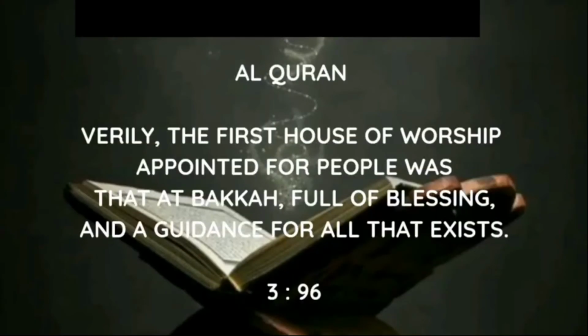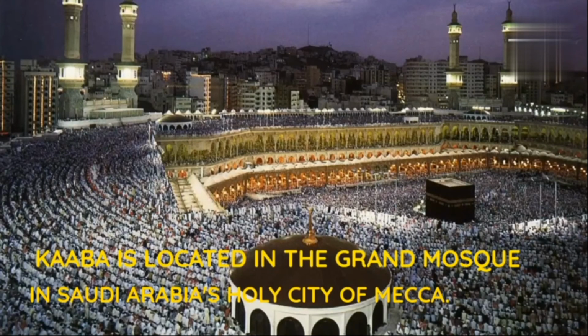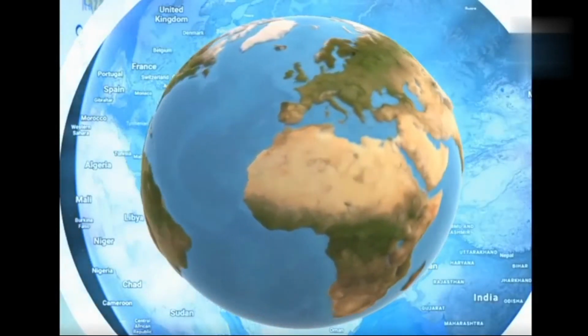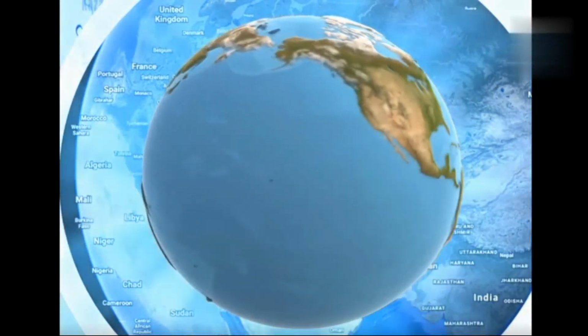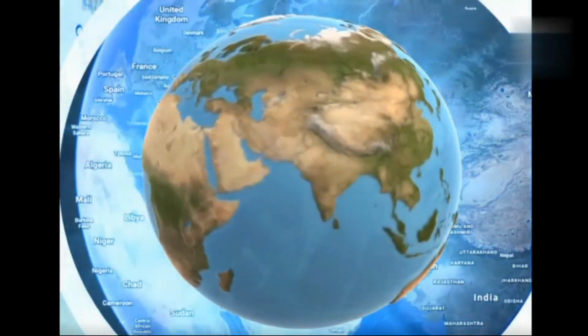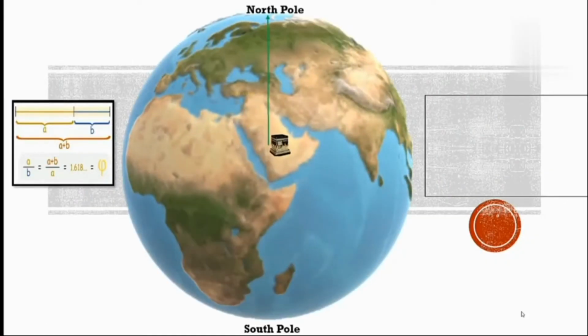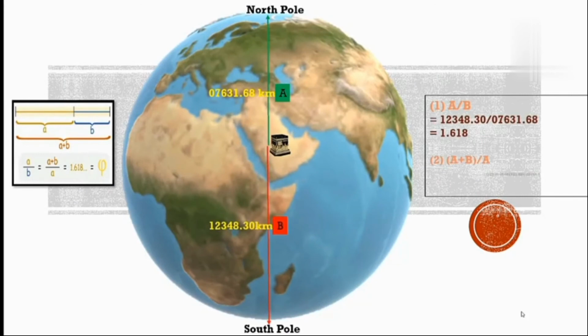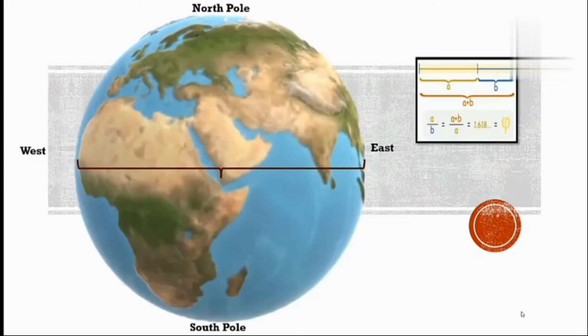God has said in the Quran, "Verily, the first house of worship appointed for people was that at Becca, full of blessing and a guidance for all that exist." In this verse, Becca refers to the Kaaba and the sacred site surrounding it. God uses the word blessings in this verse also. Surprisingly, the proportion of the distance between Becca and the North Pole to the distance between Becca and the South Pole is exactly 1.6. The proportion of the eastern distance to the western distance of Becca is again 1.6.